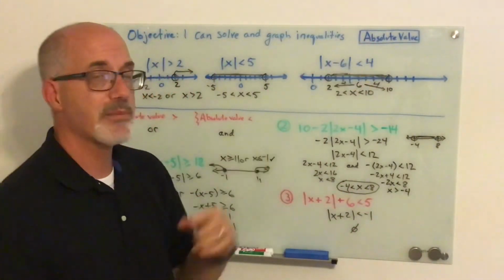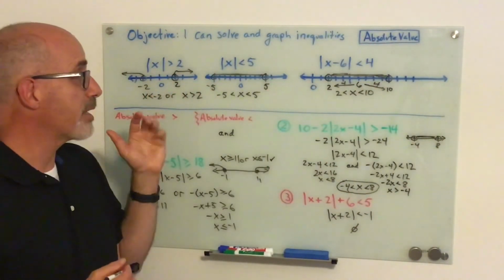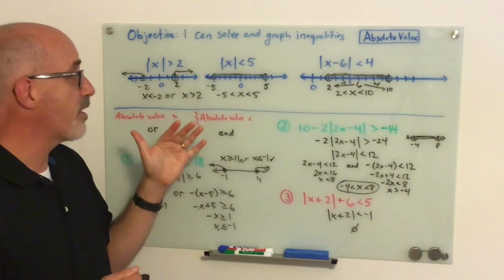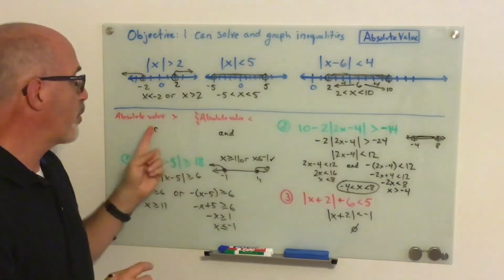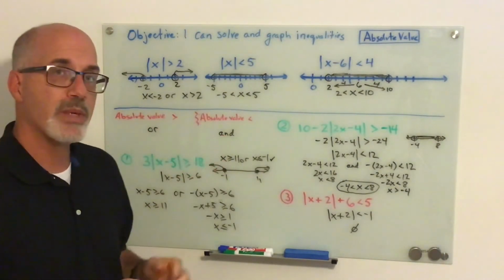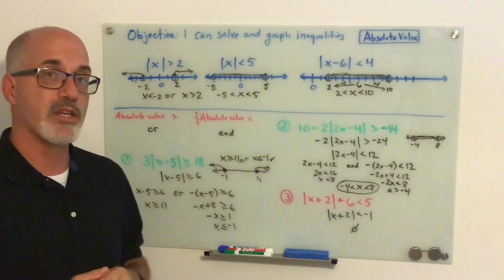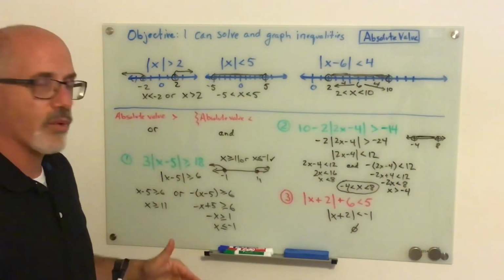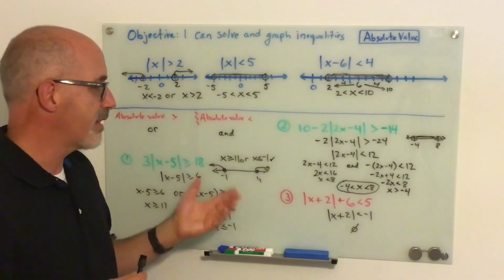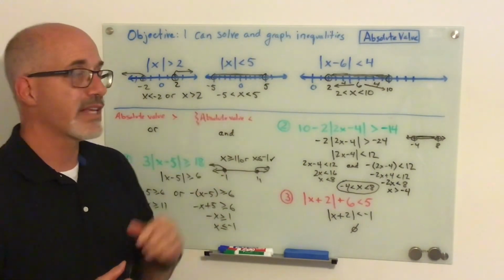So in solving absolute value problems, you've got to make sure you think of it in terms of setting up your two cases, putting an or or an and between them depending on which direction the inequality is going, and then solving your two cases following the rules for inequalities, and then making sure you know how to graph the answer as well.